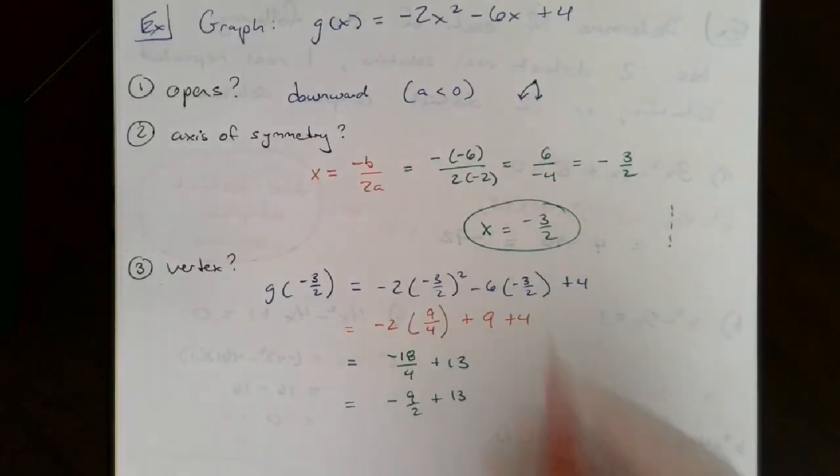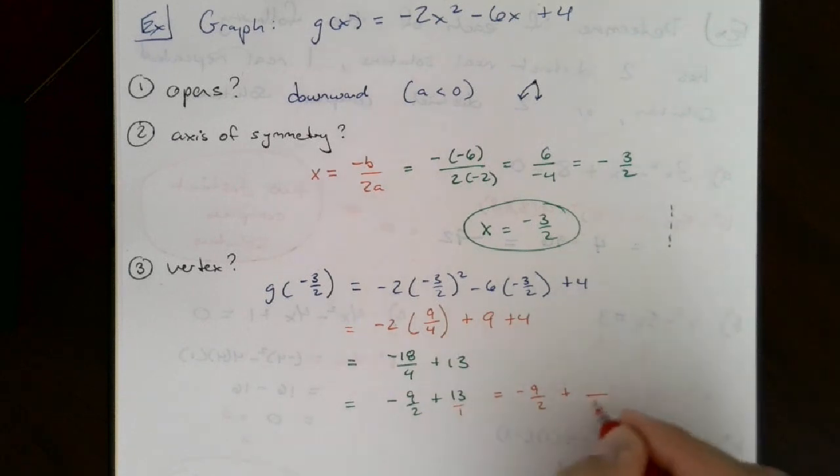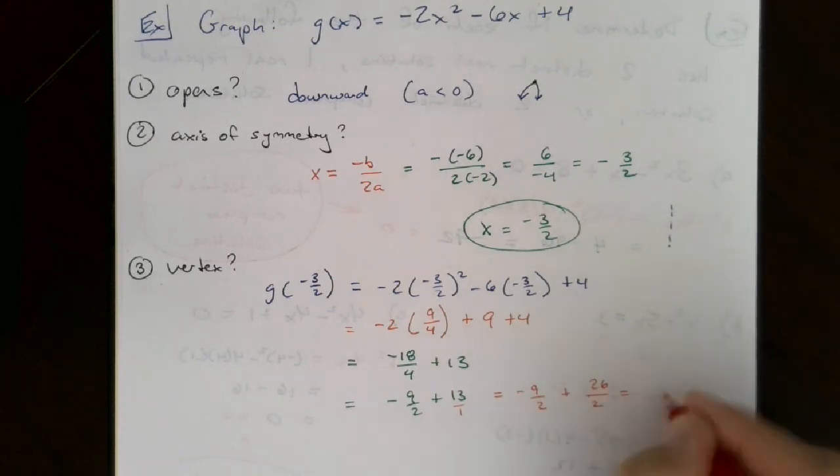And now at this point, you want to get a common denominator, right? Because 13 is really over 1. Take a common denominator, this should both be over 2. So -9/2 plus 1 times 2 gives me 2 in the denominator. So 13 times 2 is 26 in the numerator. -9/2 plus 26/2. -9 plus 26 is 17 over 2. So that's the y value.